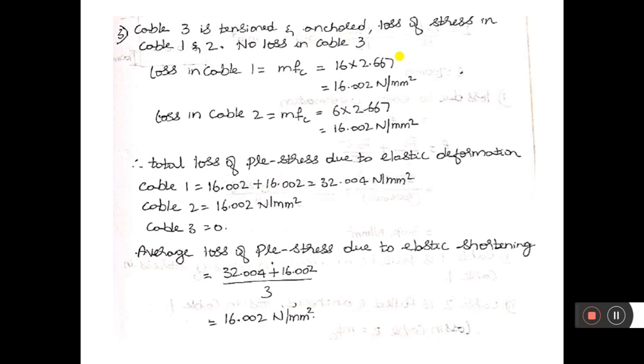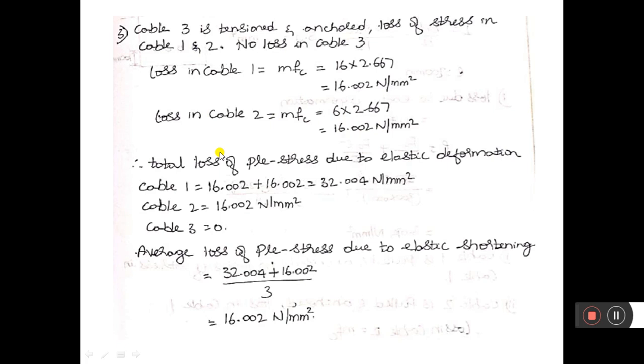Therefore, what will be the loss in cable 1 when cable 3 is tensioned and anchored? That is m fc, 16 into 2.67, which is 16.002 Newton per mm square. And what will be the loss in cable 2? It is again the same formula, m fc. M is the same and fc is the same, so 16.002 Newton per mm square.